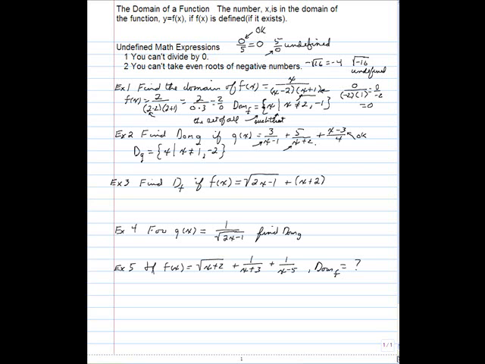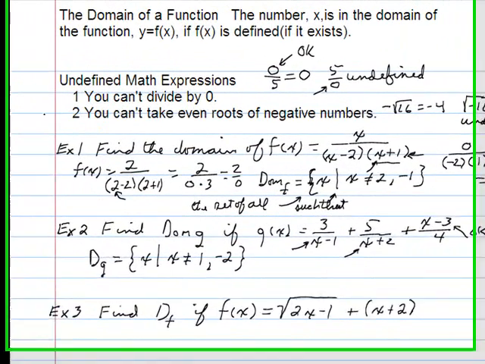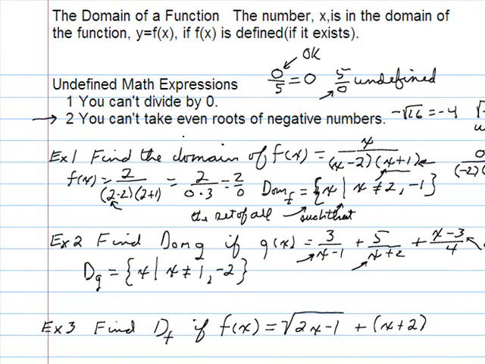Let's go on to the third example. Now the third example goes on to point 2. Point 2 says you can't take even roots of negative numbers. It's okay to take even roots of positive numbers, but not negative numbers. And the square root is an even root. It's the second root. So we're talking about taking an even root. Let's think about what cannot happen. We cannot let ourselves be taking an even root of a negative number.